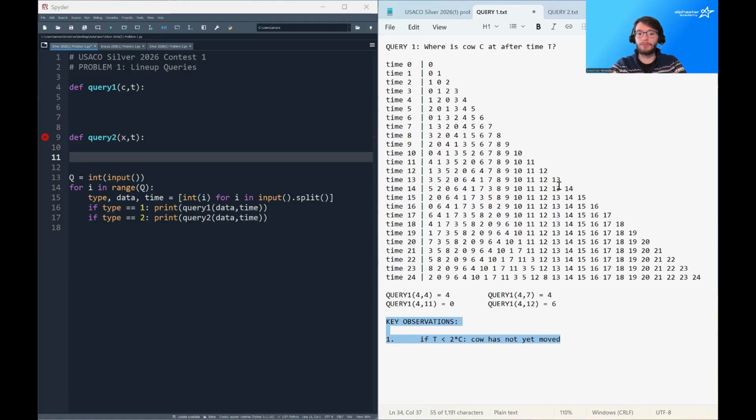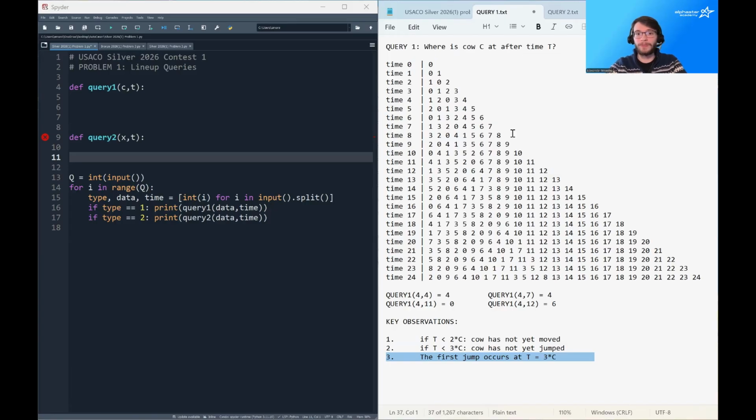The first key observation we made is that there's a great deal of time where the cow's not moving. For the first 4 moments, the cow doesn't exist. For the next 4 moments, the cow stays the same. No one's jumped over it yet. And then for the next 4 moments in time, the cow's position is decreasing, but it hasn't yet jumped anywhere.